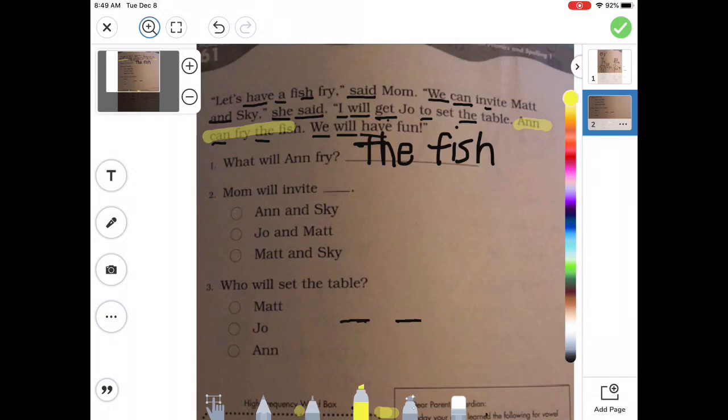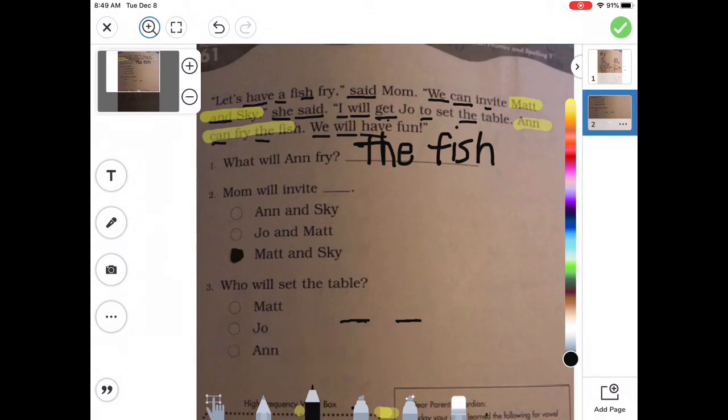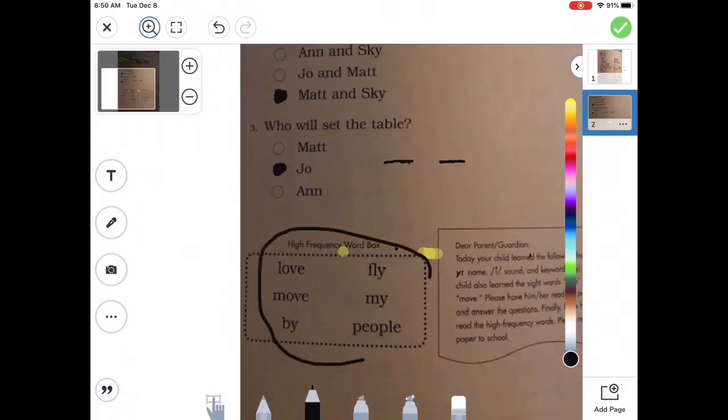Who's Mom going to invite? So we go up here. It says we can invite Matt and Sky. So we're going to look down and it says Matt and Sky. We get to circle that one. And who will set the table? What does it say? I will get Joe to set the table. So who will set the table? Joe. Very good. All right, guys, you can practice some of these new sight words at the bottom.